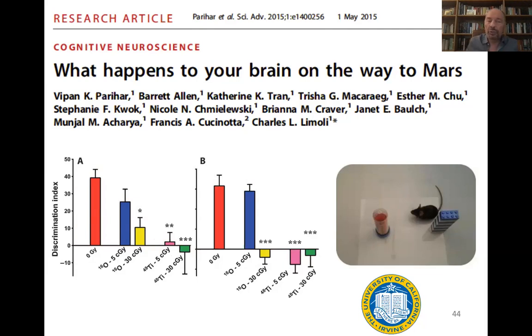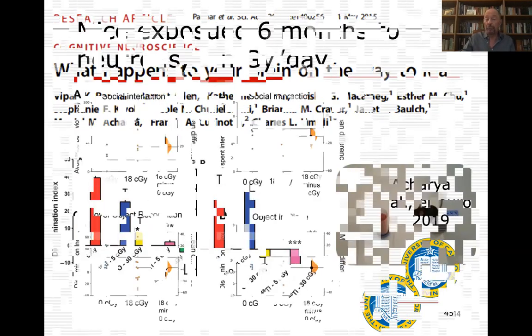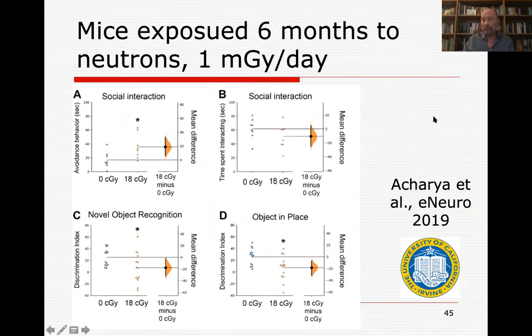One criticism, of course, to this experiment, a typical criticism, is that this is done in acute exposure, not in low dose rate exposure. It's very difficult to do low dose rate exposure at an accelerator. So the authors went, a few years later, in a 2019 paper, to a neutron facility where you can have exposure at 1 milligray per day. And again, they found a significant effect. You see, the exposure was 6 months, so the total dose was 18 centigray. And this is the difference, 18 centigray minus 0 centigray.